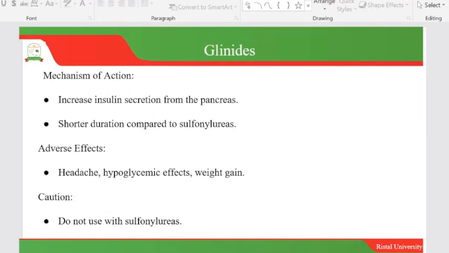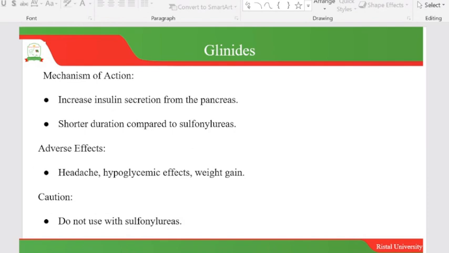So glinides act in a way that they increase insulin secretion from the pancreas. They have shorter duration compared to sulfonylureas. So the sulfonylureas last longer than glinides in the body. The adverse effects here include headache, hypoglycemic effects, and weight gain. They have almost similar side effects with sulfonylureas. Why? Because both of them increase insulin secretion from the pancreas, and this will increase the uptake of glucose into the tissues, and it means that they almost act in a similar way. That is why they have similar side effects.